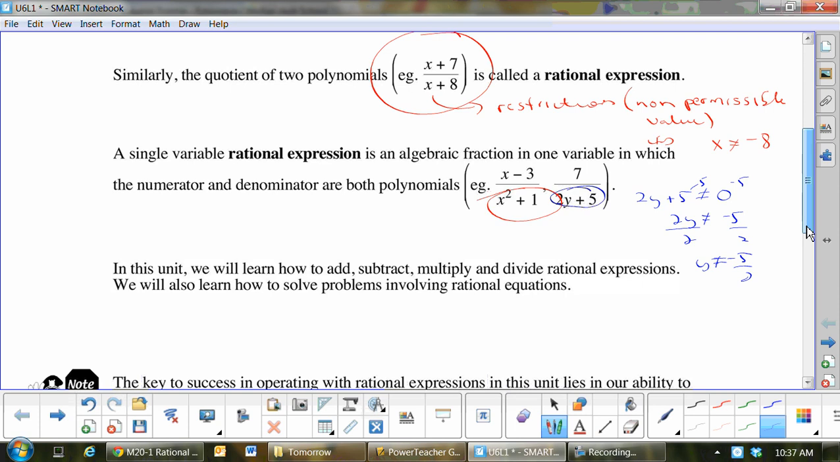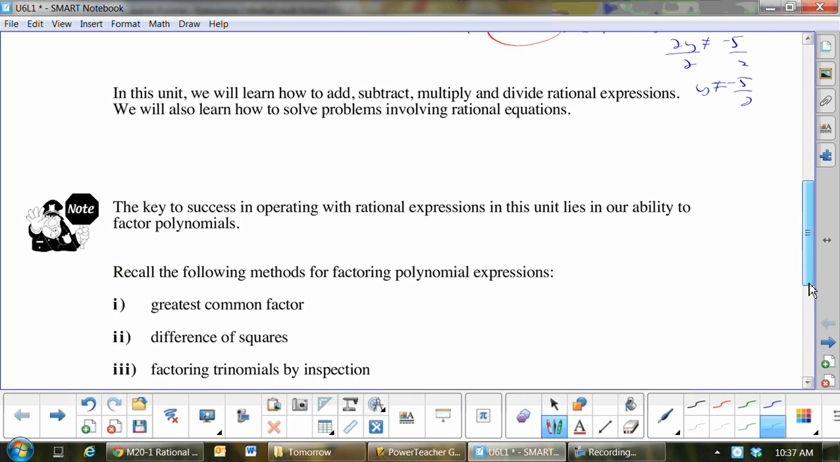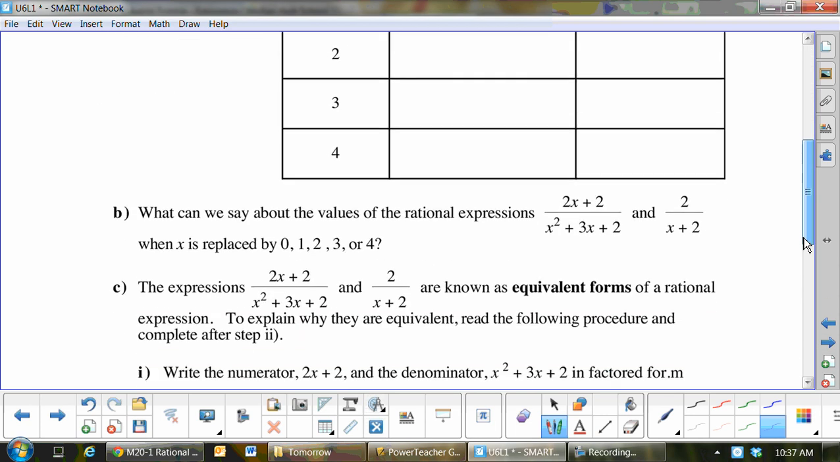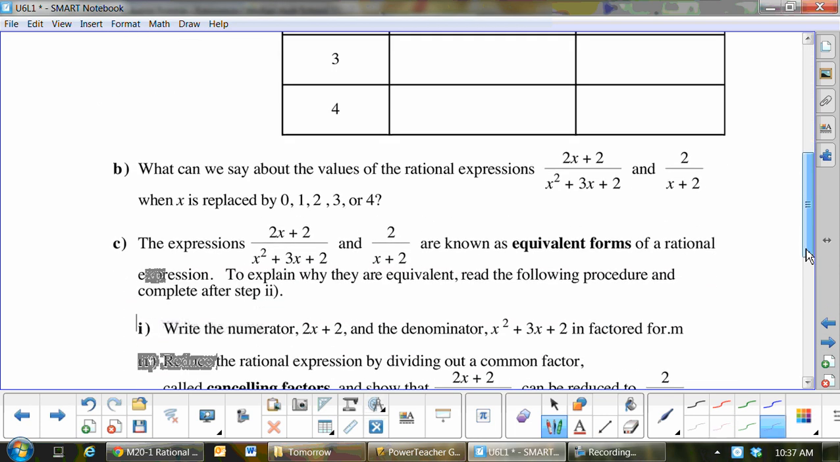Now, there's some weird things that go on with these non-permissible values, because I just want you to look at, well, let's look at these two, okay? So 2x plus 2 over x squared plus 3x plus 2, and 2 over x plus 2. Now, those are kind of the same thing, except for one small thing. Now, let's factor this one, okay? Everybody's favorite word, let's factor. We're going to factor this one.